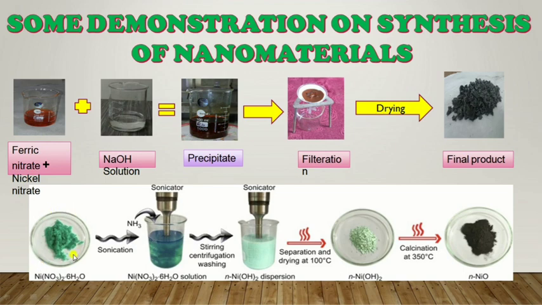Here is another example. I have taken nickel nitrate and sonicated it with ammonia. After sonication, then stirring, centrifugation, washing and separation, and after drying it at 100 degrees Celsius, I will get this product. And after calcination, I will get nickel oxide.